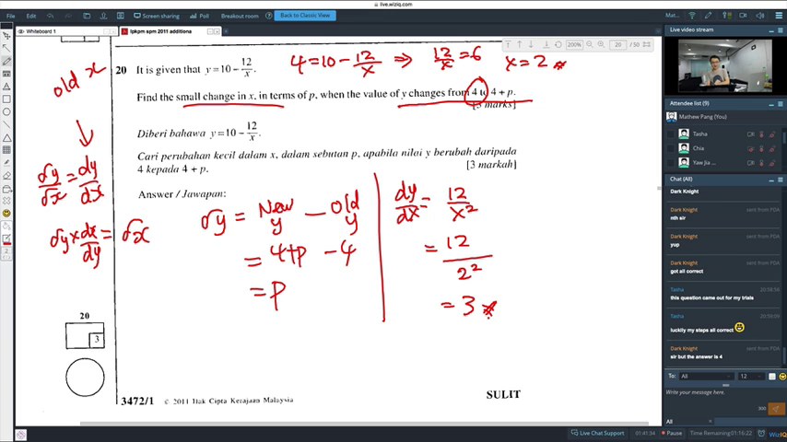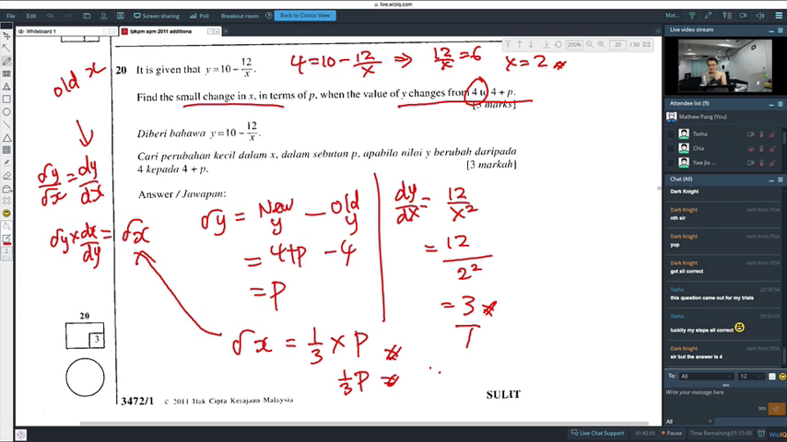Now I have everything ready. I will substitute into this equation. Change of x equals dx/dy times change of y. This dy/dx is 3 over 1, so it becomes 1 over 3, multiplied by change of y, which is p. Then done. Or you can say 1/3 p, it's the same thing. Okay, 3 marks for the small change question. If you know how to do it, it should be quite easy. But this question is a little bit tricky because normally in small change questions, the question will give you x changing from what to what.